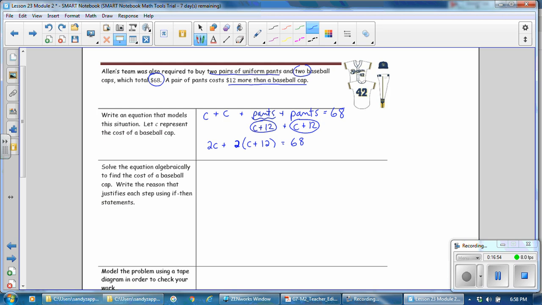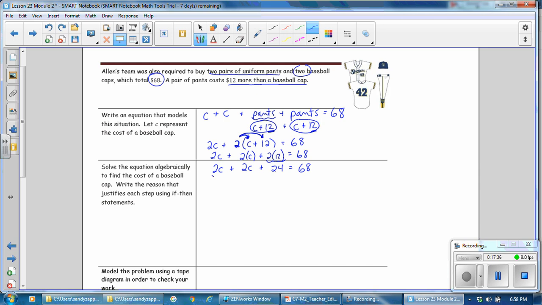So here, what I want to do now is distribute the 2 to both of those because I wanted just to demonstrate the distributive property. So we want cap plus 12 twice, and that means we need to pay for 2 caps and we need to pay the additional $12 for each one. So that's 2 times C plus 2 times 12. And then I'm just going to bring down the cost of the 2 caps right here and the $68. So here I've got 2 times the cost of a cap plus 2 times the cost of a cap plus 2 times 12. And 2 times 12 is equal to 24.